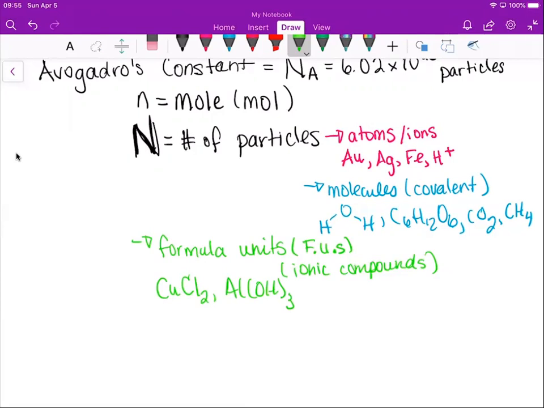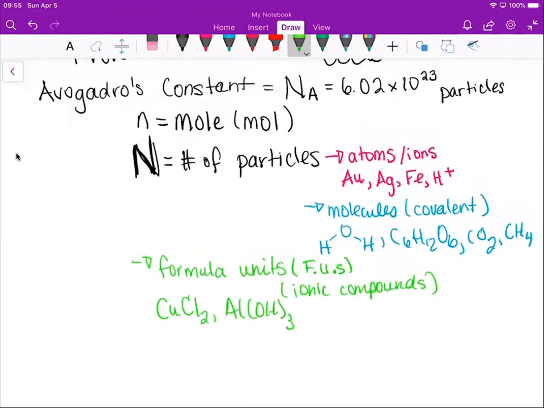Okay, so let's look back. From the question, you'll be given either the number of particles that you begin with or the number of moles. These are two quantities. They're measurable or you can calculate them. And the way that you can convert them is by using this constant here, Avogadro's constant.